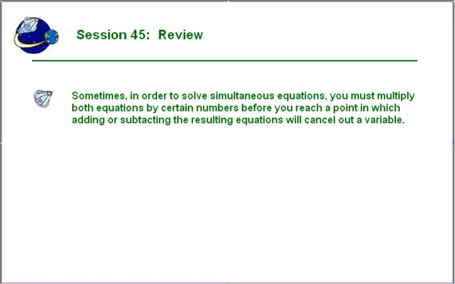And then lastly is a quick review. Sometimes in order to solve simultaneous equations, you've got to multiply both equations by certain numbers before you finally reach a point in which adding or subtracting these resulting equations together will end up canceling out a variable for you. Okay, that finishes up session 45.